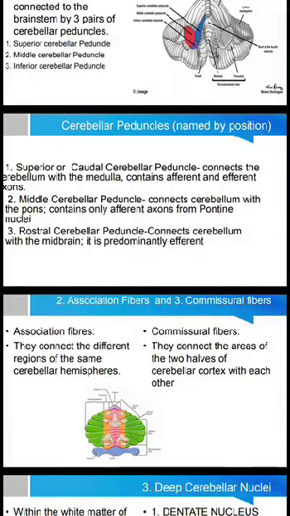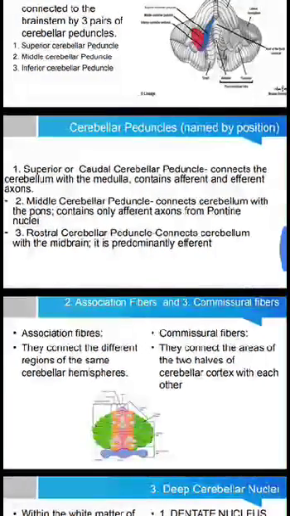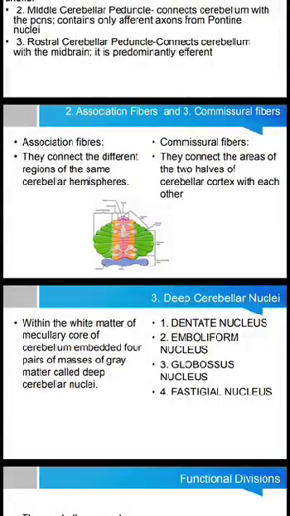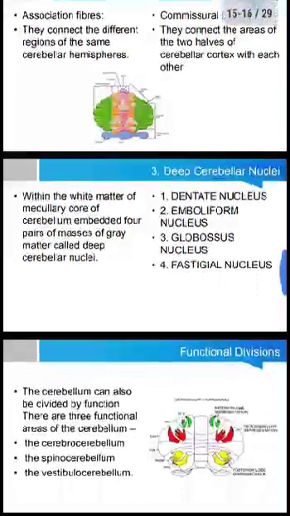The superior is otherwise called rostral. It connects the cerebellum with the midbrain and contains afferent and efferent axons. The middle cerebellar peduncle connects the cerebellum with the pons and contains only afferent axons from the pontine nuclei. The inferior, or caudal, connects the cerebellum with the medulla. It is predominantly efferent. Then coming to the association fibers, they connect different regions of the same cerebellar hemisphere. And the commissural fibers connect the areas of the two halves of the cerebellar cortex with each other.